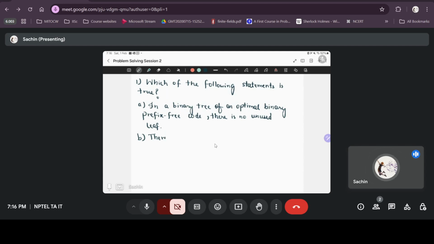The second option is there exists an optimal binary prefix free code such that the two least likely code words only differ in the last digit.